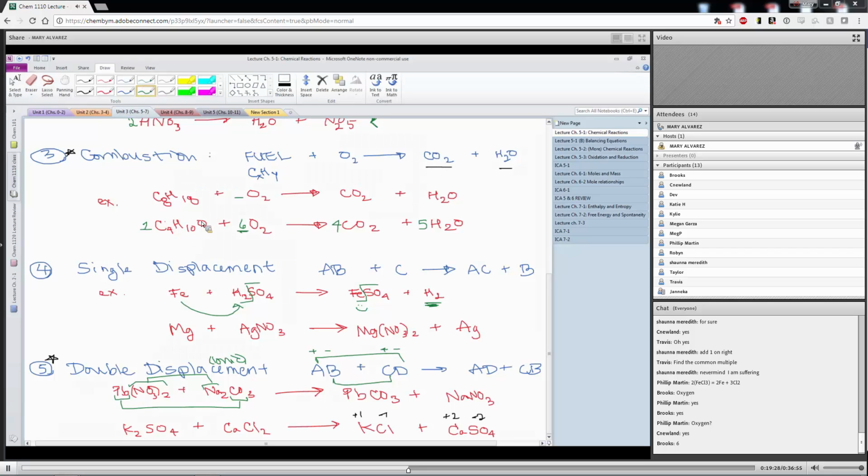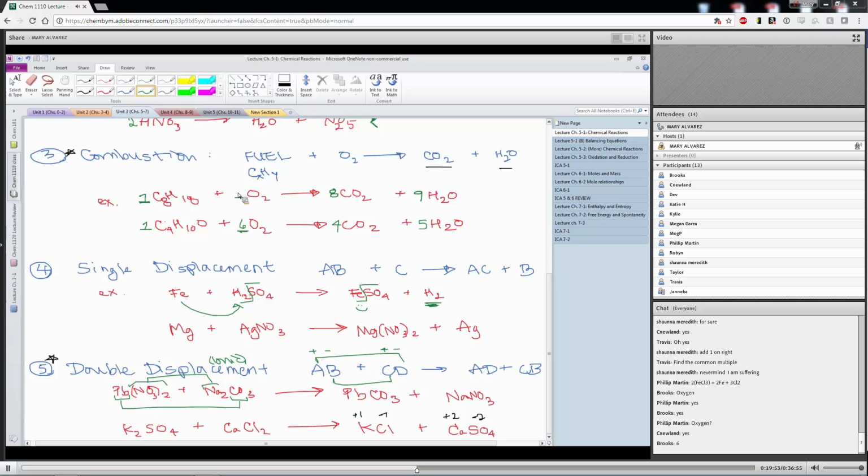Everything really kind of falls into place if you just do one step at a time. All right, let's do the first one here. If I say I've got one of these, that gives me 8 carbon atoms. So I better put an 8 in front of my CO2. 18 hydrogen atoms. So since they come in pairs, I'm going to put a 9 in front of the H2O.